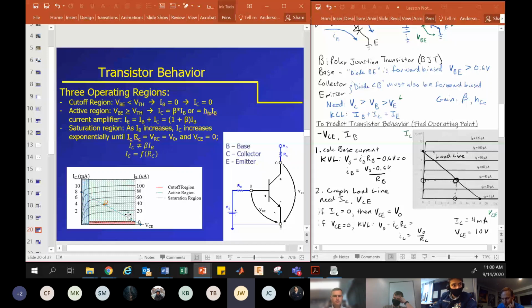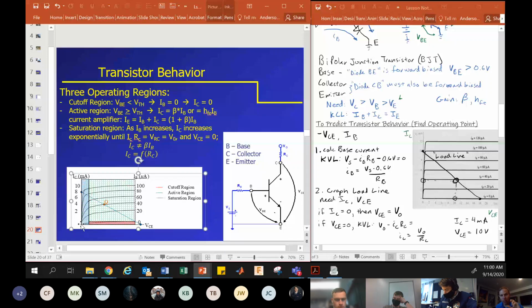Can you see my cursor? Yeah. These black lines is the base current. Okay. So the cutoff region would be that the base current is so low, it's not turned on. We haven't forward biased it. Nothing can happen. All right. So the collector current, the left axis, is low.